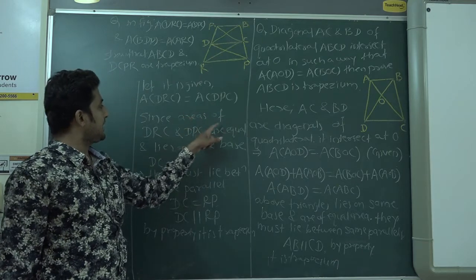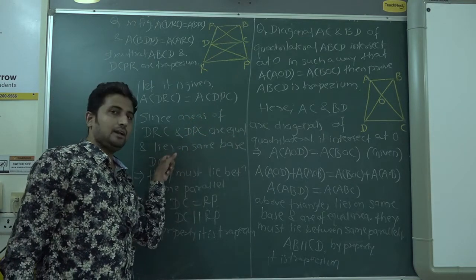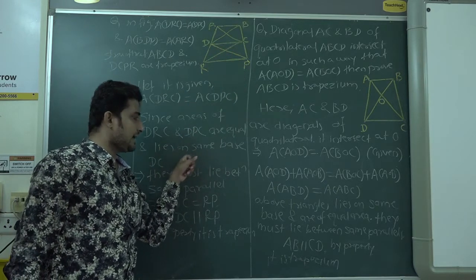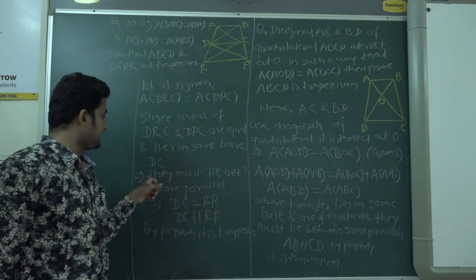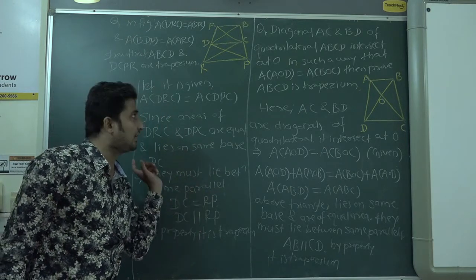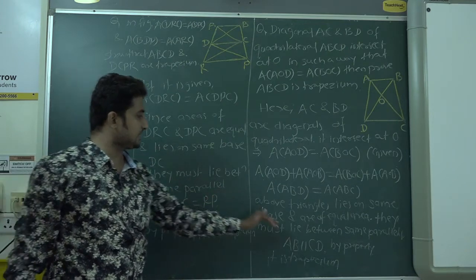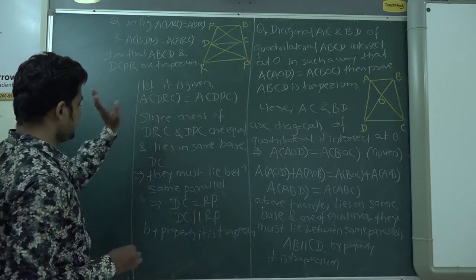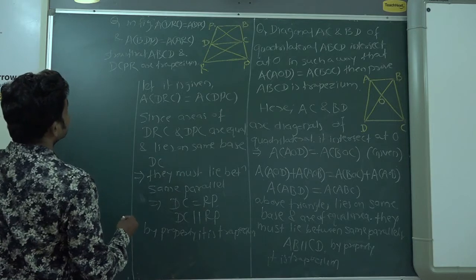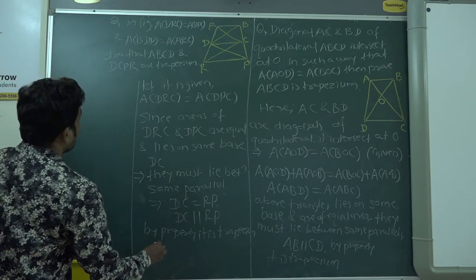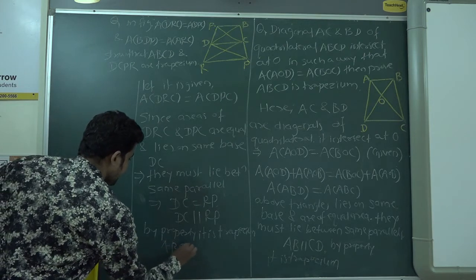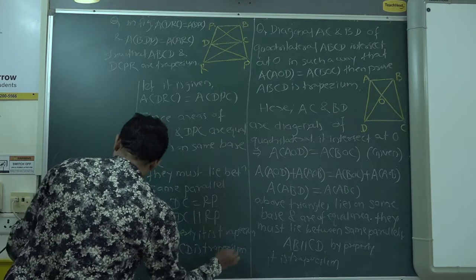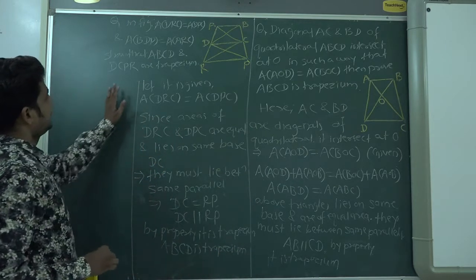That is given. Now the areas are equal and they lie on the same base DC. Right. So if areas are equal and they are lying on the same base, it means that they must lie between the same parallel. This result is used here also, right? So by property of trapezium, ABCD is a trapezium. Now this is one result.